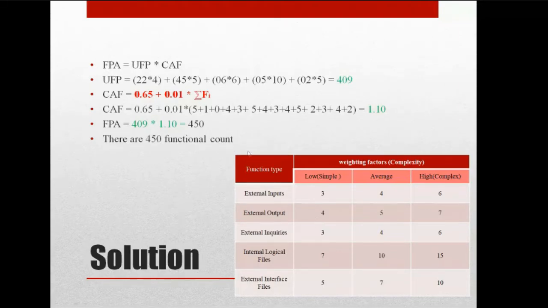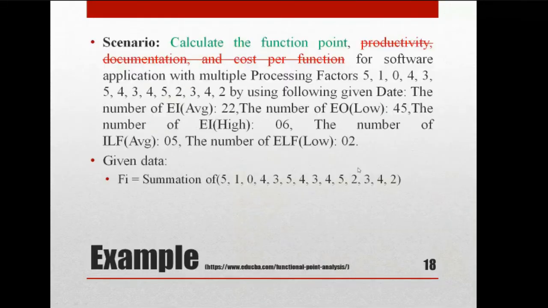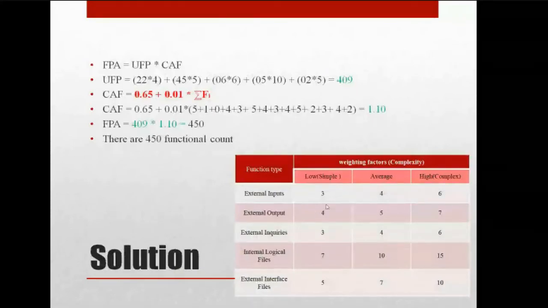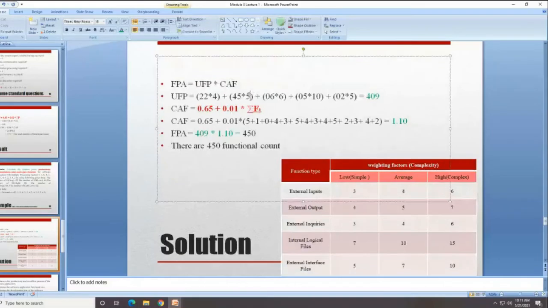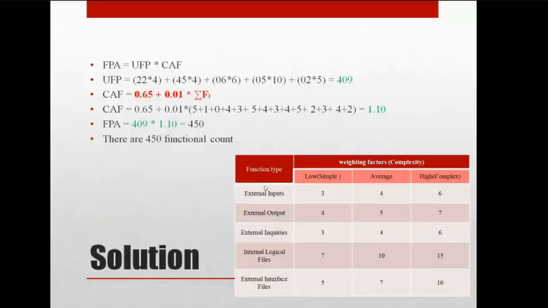sorry, it is 5. I made a mistake. Okay, so it is low, right? So for the external output, the complexity is low. So low means what? It is 4. Right, I made another mistake. It is 4. Okay.